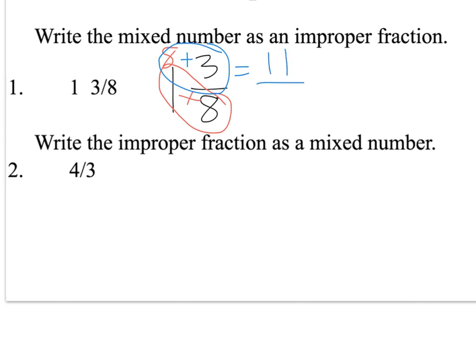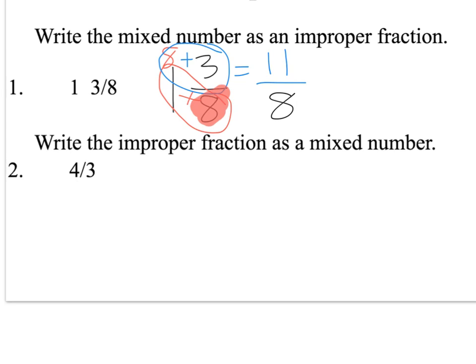Then for the denominator of your improper fraction, you just use whatever the denominator was for the original fraction, which was 8. So it is going to be 8. So your 1 3/8 written as an improper fraction is 11/8.